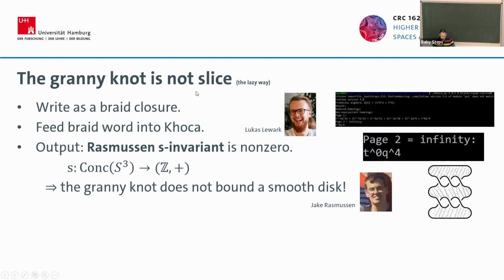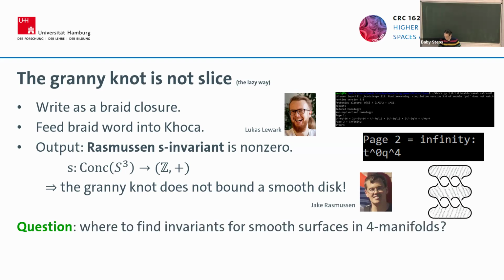So having such an invariant like the Rasmussen invariant is extremely useful in low-dimensional topology. But now we again ask ourselves, where can we find such invariants? Where does it come from? And why are they sensitive to smooth surfaces in 4-dimensional space?